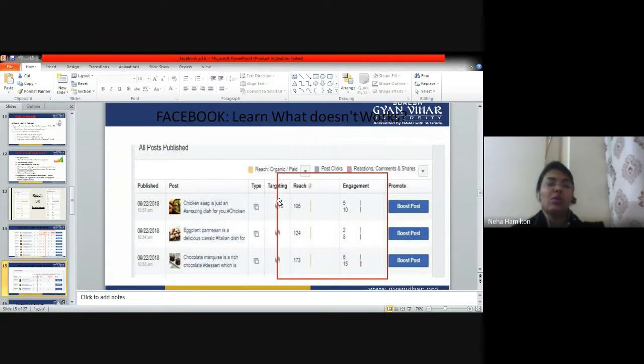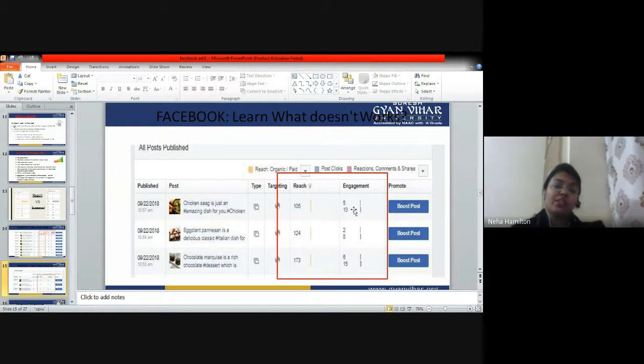जहाँ reach ज़्यादा होगा वहाँ engagement थोड़ा ज़्यादा होगा, जहाँ reach कम होगा वहाँ engagement थोड़ा कम होगा, ठीक है? तो अभी यहाँ पे देखो जो फर्स्ट पोस्ट है उसका रीच कितना है 105 पीपल और एंगेजमेंट कुल मिलाकर कितना आता है 15। यहाँ पे क्या है रीच कितना है 124, एंगेजमेंट कितना आता है 10। इसका मतलब in the first post the reach is less and the engagement is more as compared to the second post, isn't it?